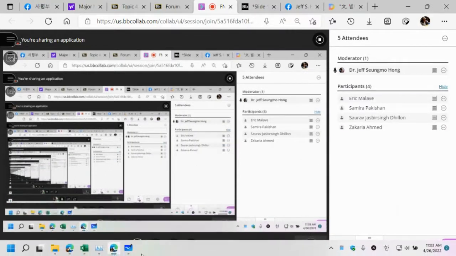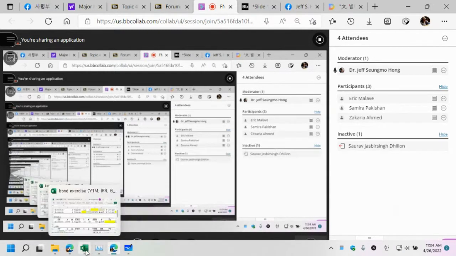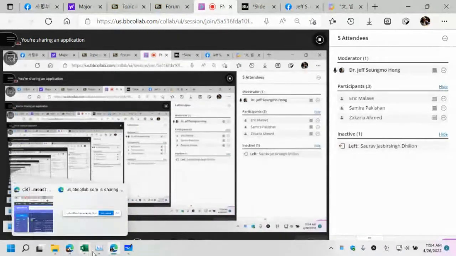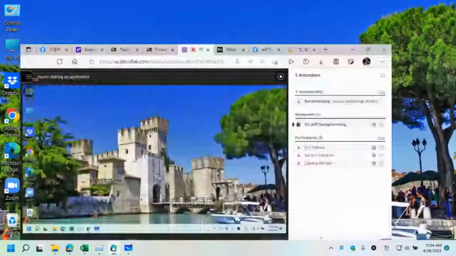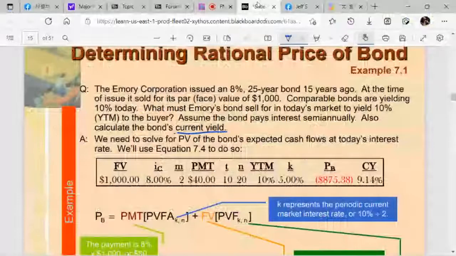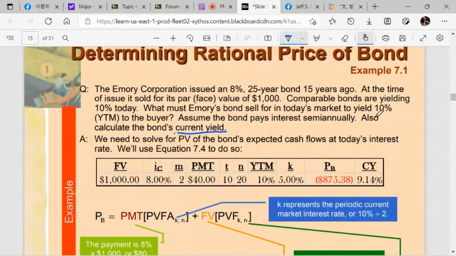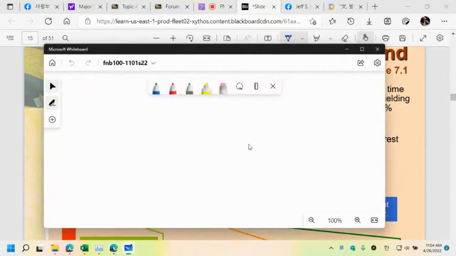So in our last class, the last thing we talked about was this example, right? And we solved for the price of the bond. And then the next question was, what was the current yield? So I need to talk about the yield, right?